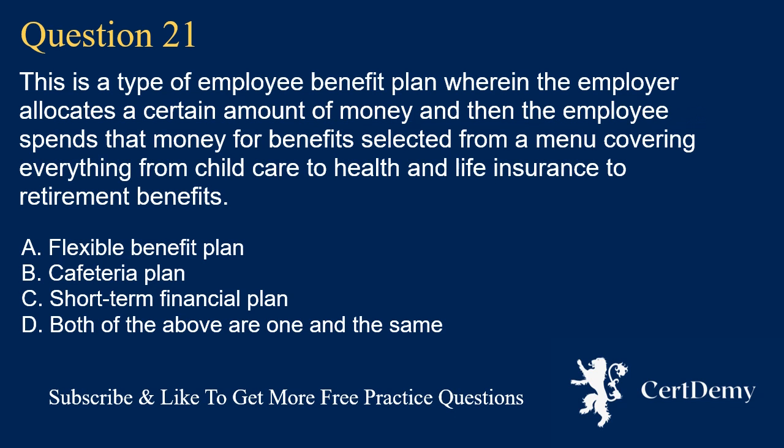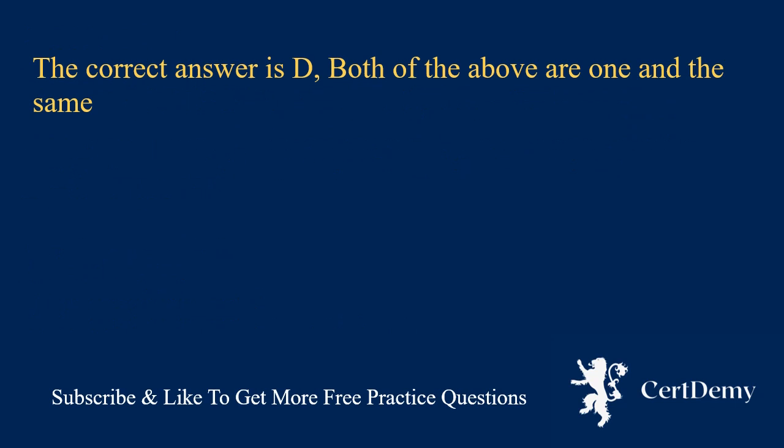Question 21. This is a type of employee benefit plan wherein the employer allocates a certain amount of money and then the employee spends that money for benefits selected from a menu covering everything from child care to health and life insurance to retirement benefits. A. flexible benefit plan, B. cafeteria plan, C. short-term financial plan, D. both of the above are one and the same. The correct answer is D. Both of the above are one and the same.